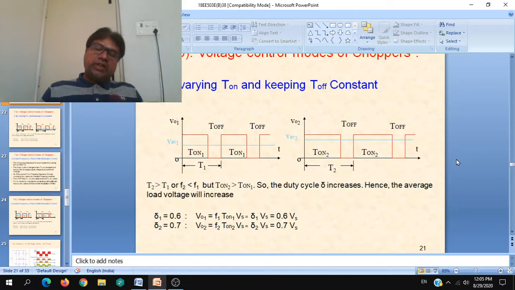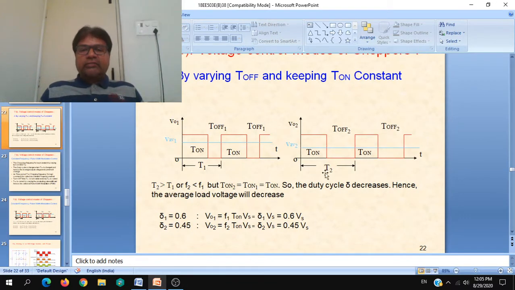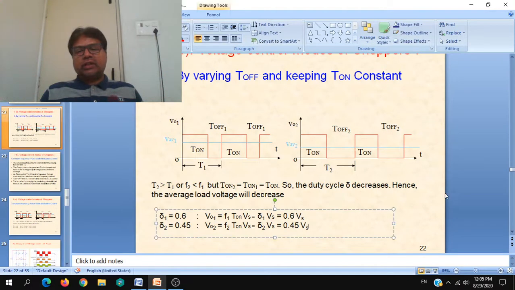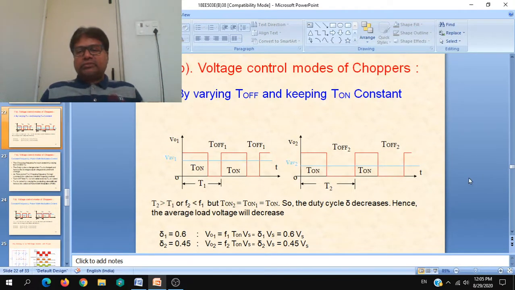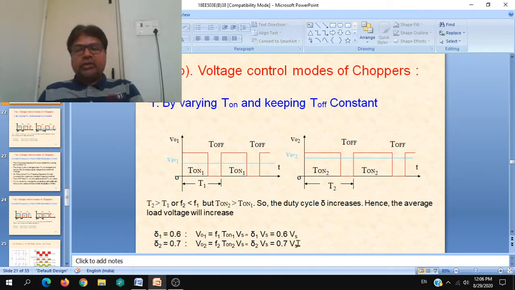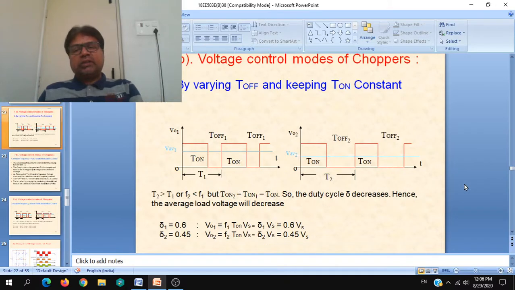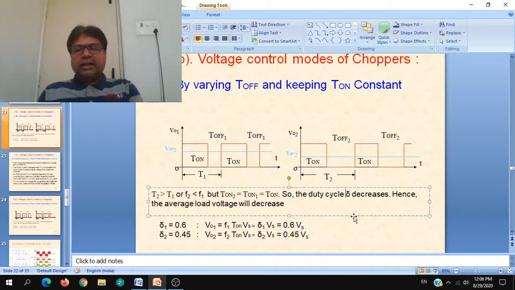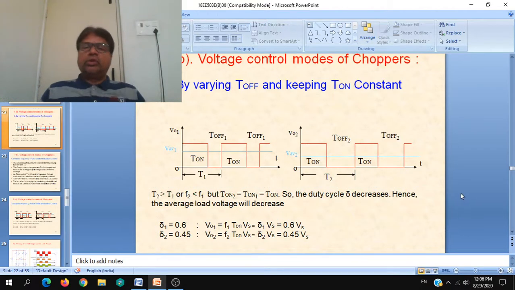But in the same frequency modulation, this second case has more time period, but what happens is duty cycle will be less in the second case, so average voltage will be less when compared to the first case. See, in the first case, with the same frequency modulation, the second type is having more average load voltage. With the same frequency modulation, the second procedure is having less delta and less average load voltage.